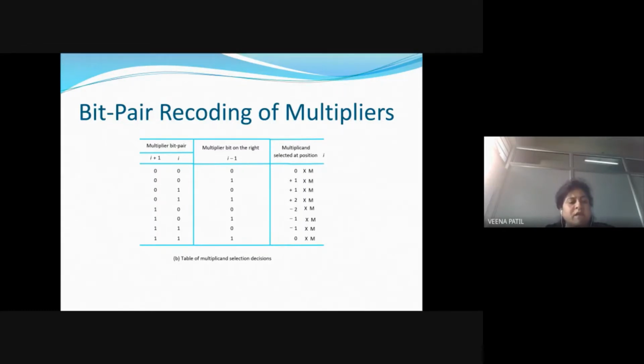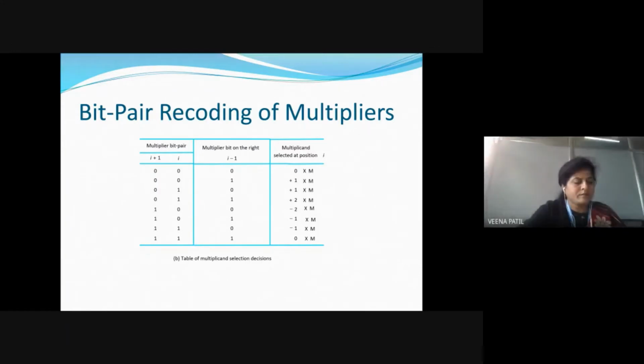So all of you please take your notebook and pen and start writing. Okay. Now in the Booth recorded multiplier, you were taking only the i and i minus 1 bits, but here we are going to write i plus 1, i and i minus 1. So please plot it in a table.